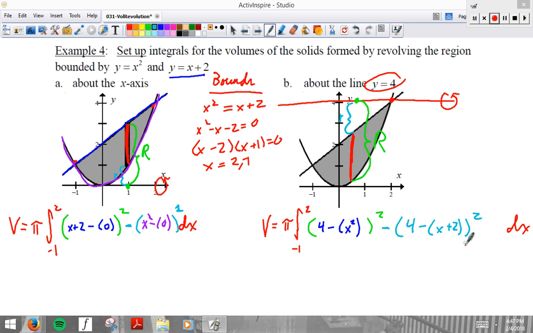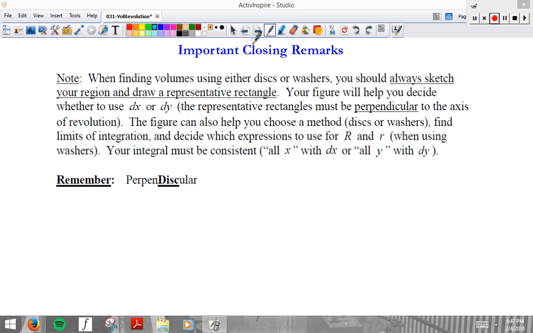All right. Important closing remarks. I don't know if you can hear that. I just dropped the pen. Wow, I didn't even know that was the title.